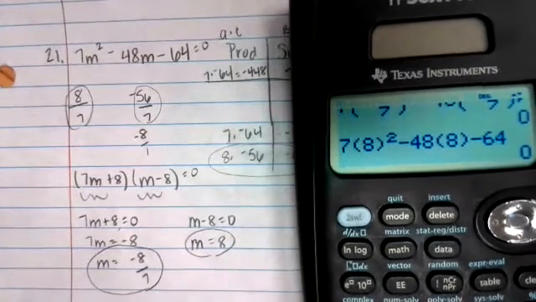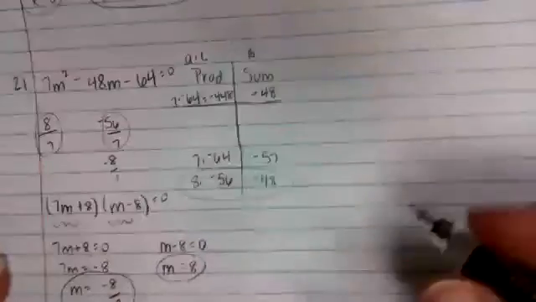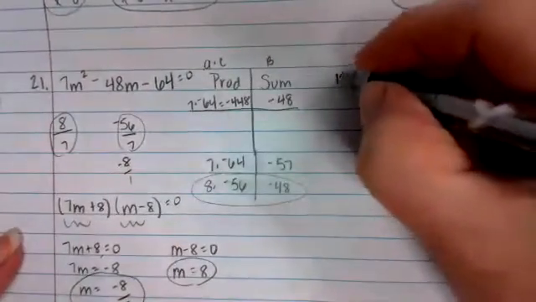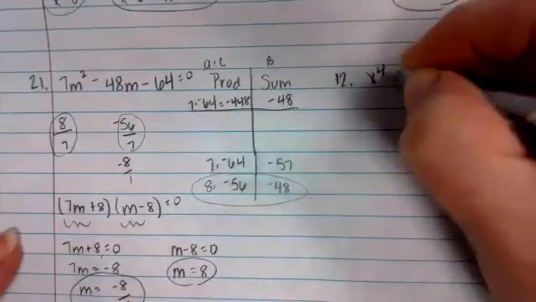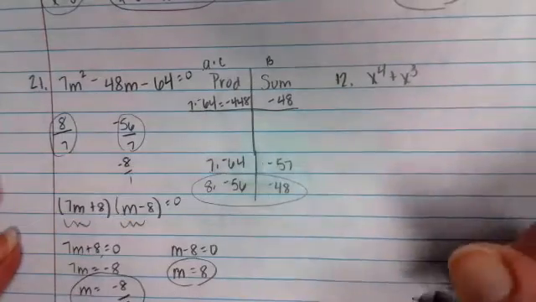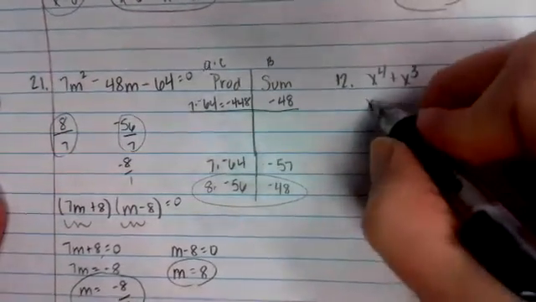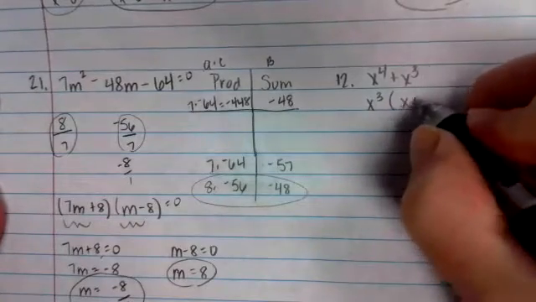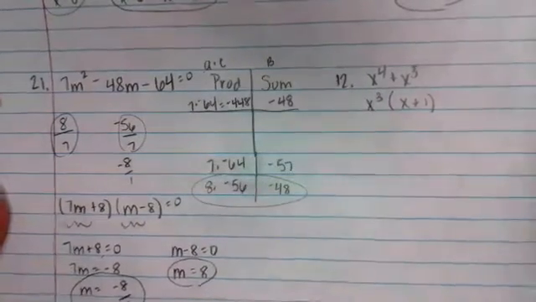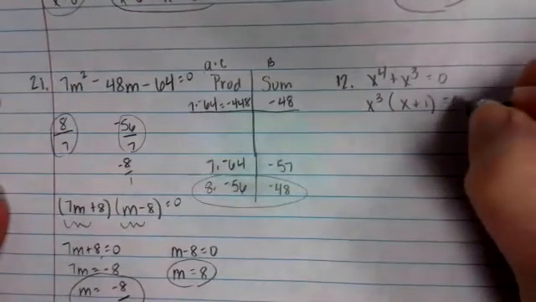All right, number 12. x to the 4th plus x to the 3rd. So I'm going to be looking for 4 solutions here. My greatest common factor is x to the 3rd, and then I'm left with x plus 1. So I have factored. Set this equal to 0, set this equal to 0.